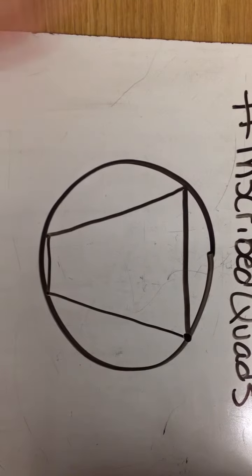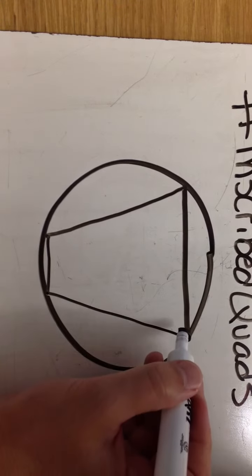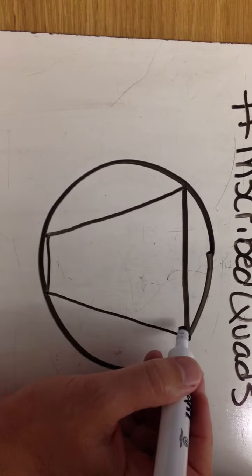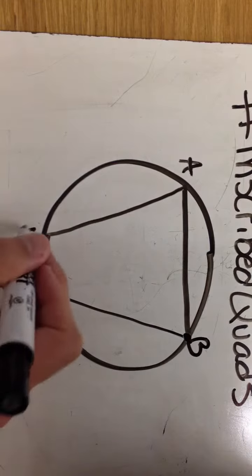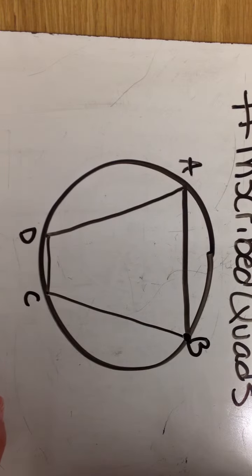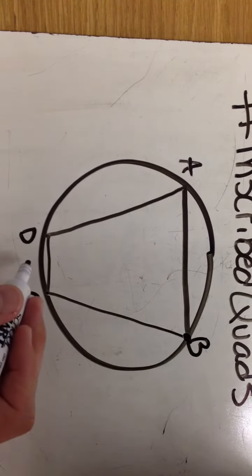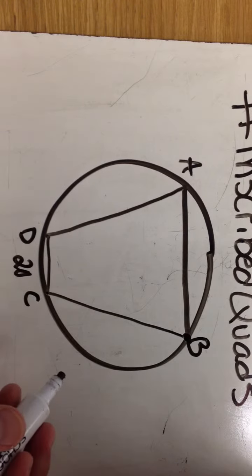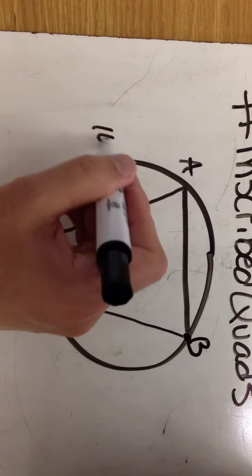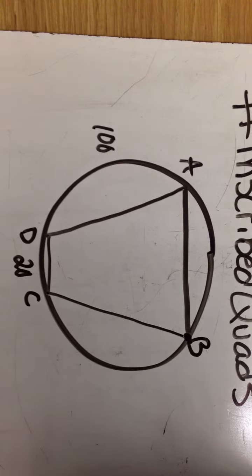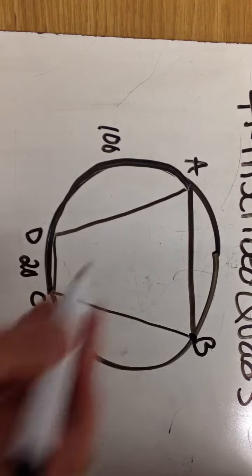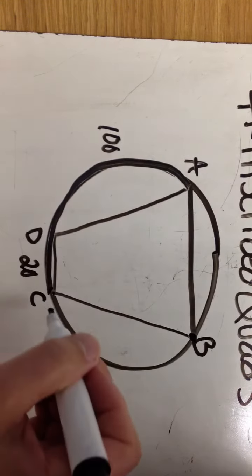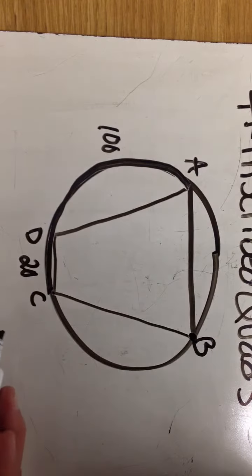So, when we're talking about inscribed, we remember that the inscribed angles are half the size of the arc measure. So, let's label these points A, B, C, and D. And let's pretend that the measure of this arc was 20 and the measure of this arc is 100. Well, if you take that whole arc AD and arc DC, and you create arc ADC, that's a total of 120 degrees. What's the angle that belongs to that arc?